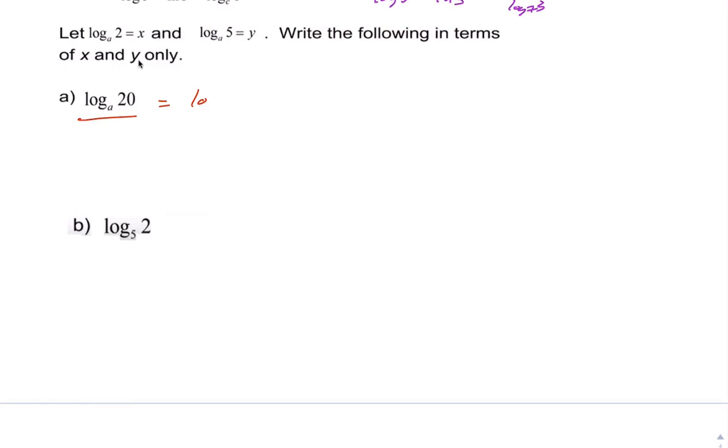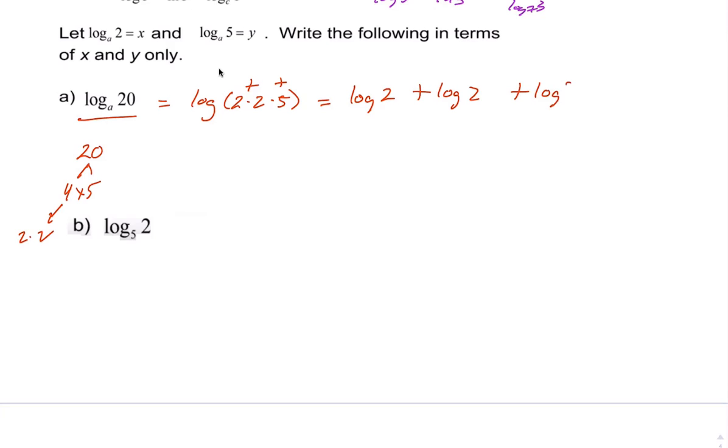So let's see if I break this down. 20 is the same thing as saying 4 times 5. That's the same thing as saying 2 times 2. So I could break 20 to be 2 times 2 times 5. Right? Because I need it all in 2s and 5s. So then I can split this. Multiplication is addition. So log 2 plus log 2 plus log 5.